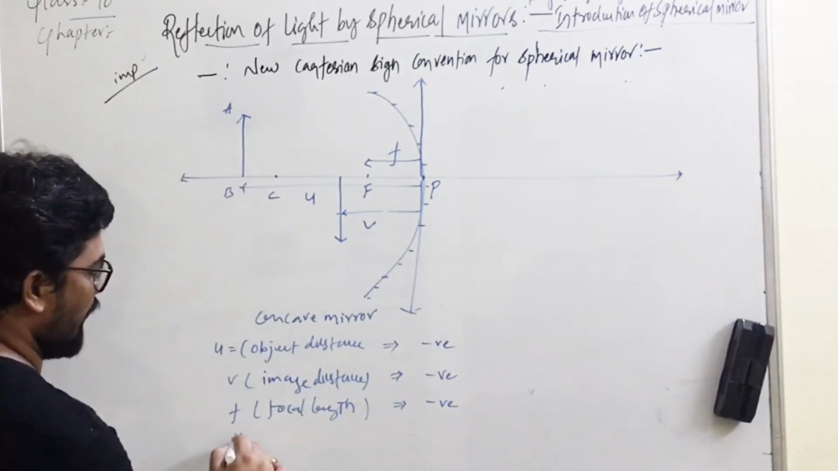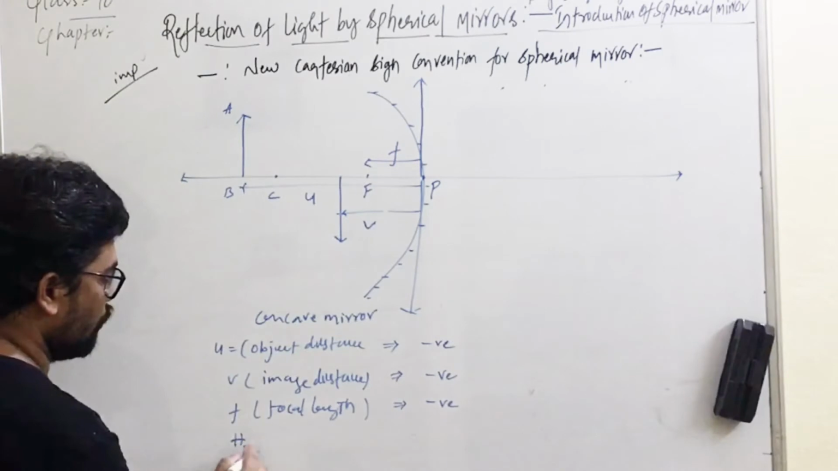Then what about the height? hi, and ho is the height of the object.